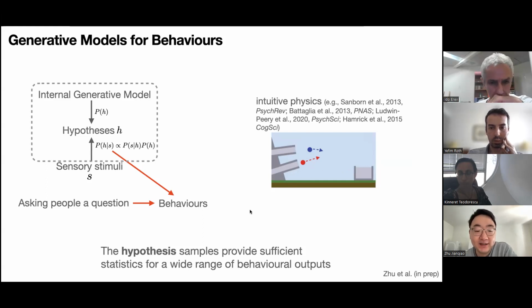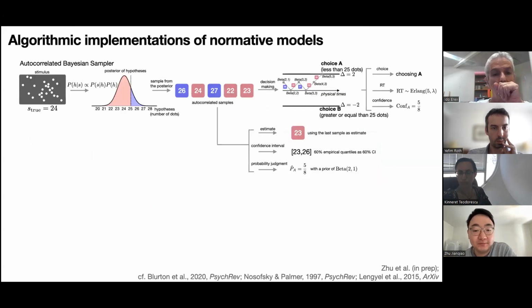And the main takeaway is that the hypothesis samples should provide sufficient statistics for a wide range of behavior output. So you can ask people to make a judgment, and then you can ask people to make probability estimates based on these sensory stimuli. Lots of things you can ask, but then we're saying these samples are sufficient to support a wide range of behavior output. And here is a complete algorithmic implementation of these models.